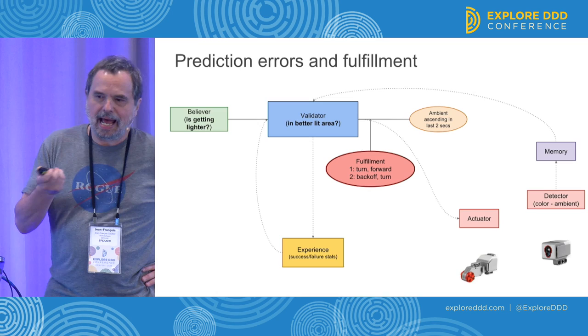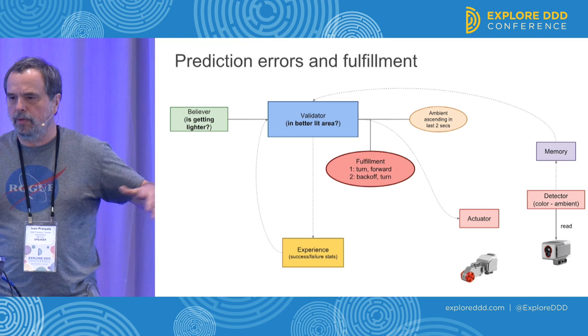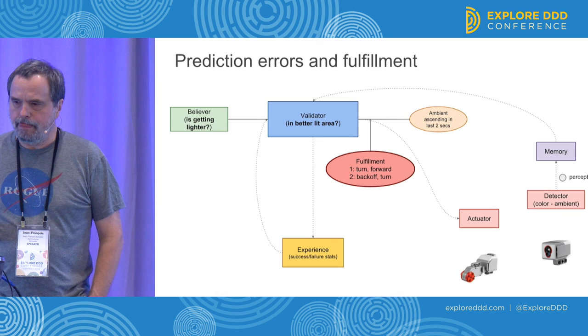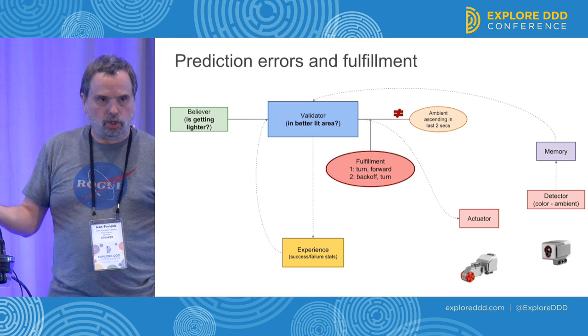Prediction errors and fulfillment. How does that happen? Well, let's see. We believe in things getting lighter. We have a validator in better lit area. We have fulfillment and all that, what we had before. Now, the detector for ambient light is reading. It raises the percept that ambient light is so and so. Memory got it. Memory says, I got something new. Validator says, does that make my prediction true or false? Oh, it is false. Oops, prediction error is raised.